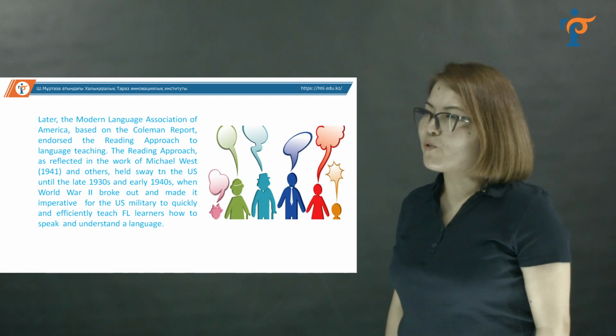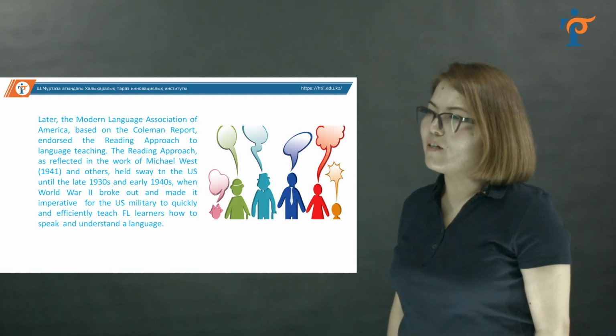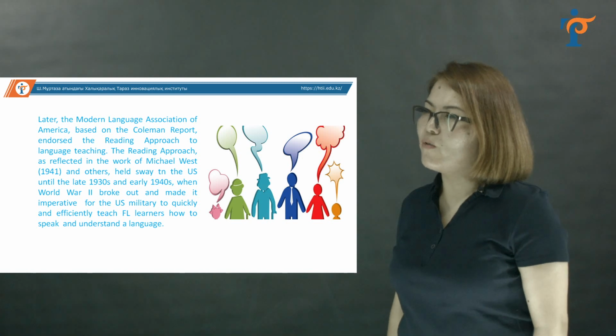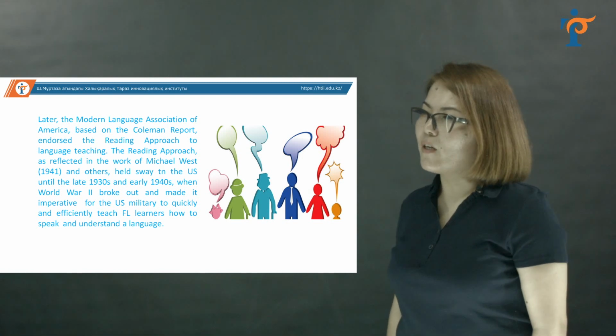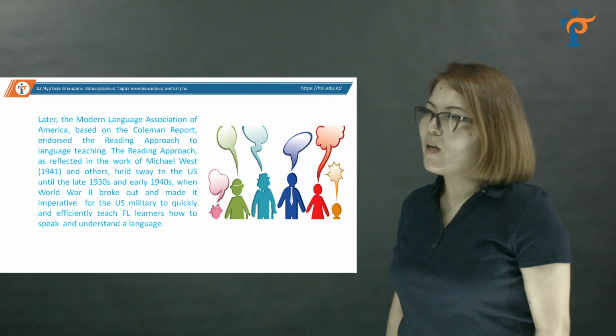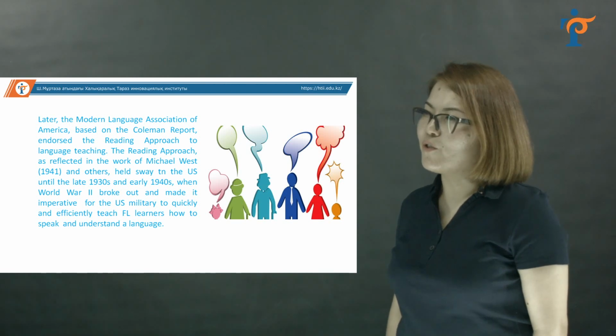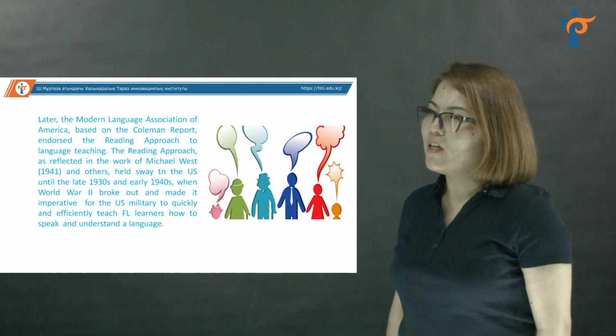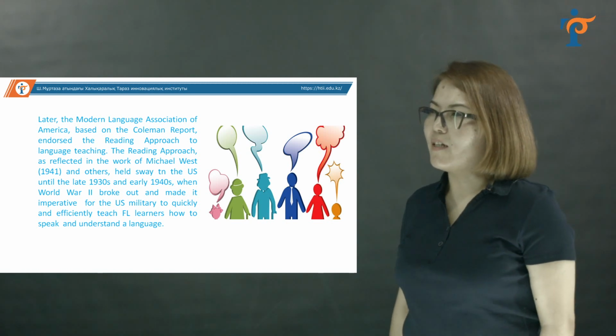These two approaches held sway in the US until the late 1930s and early 1940s, when World War II broke out and made it imperative for the US military to quickly and efficiently teach foreign language learners how to speak and understand a language.